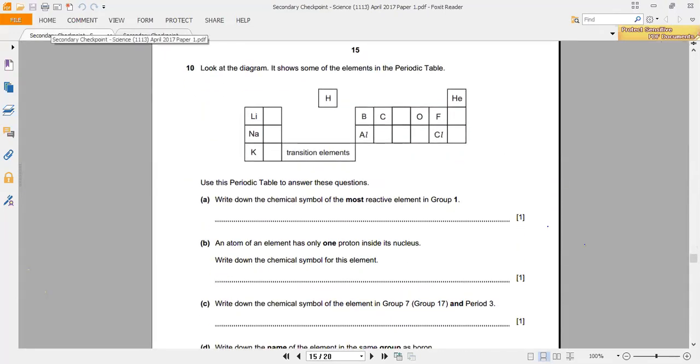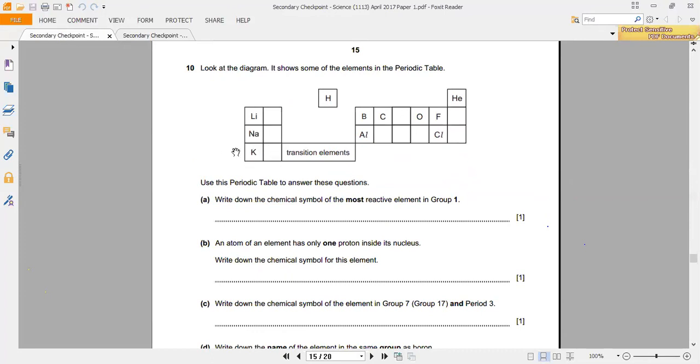Here, question number 10. Look at the diagram. It shows some of the elements in the periodic table. Use this periodic table to answer this question. A, write down the chemical symbol of the most reactive element in group A. Of course, we know that the groups are the columns, while the periods are the rows. Group number A, this is group number A.